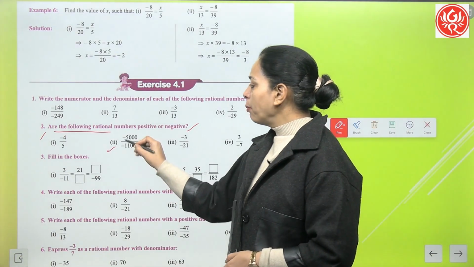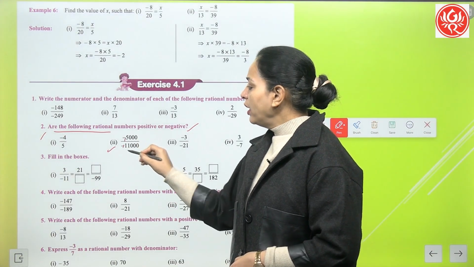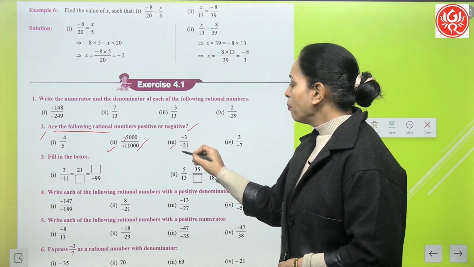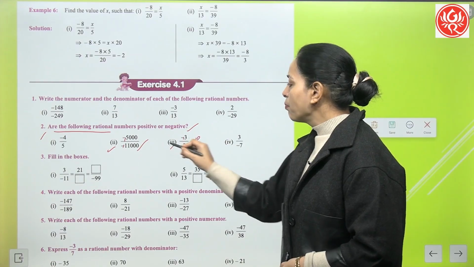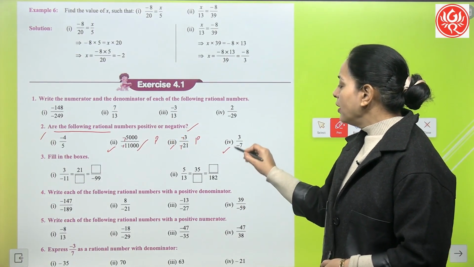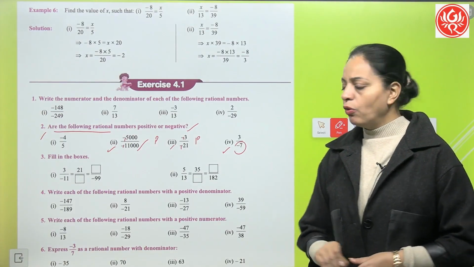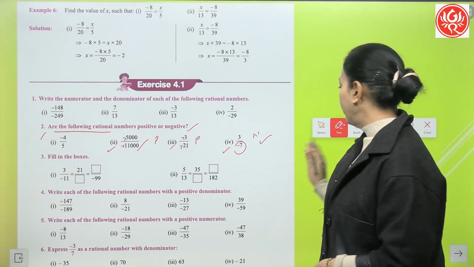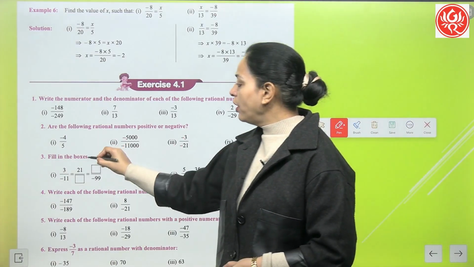The second one, are the following rational numbers positive or negative. See second part, both are negative, so it is a positive rational number. Third part, both are negative, it is a positive rational number. Okay. Now here fourth part, denominator is negative. Okay. So this is a negative rational number.